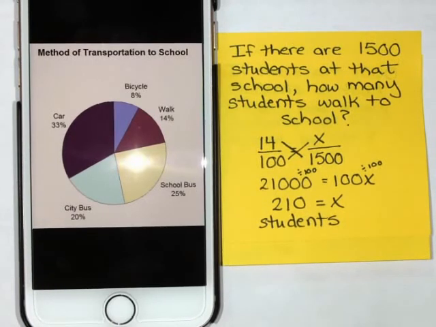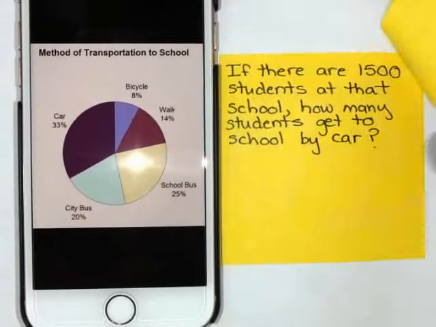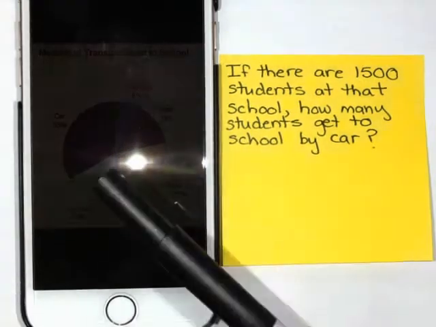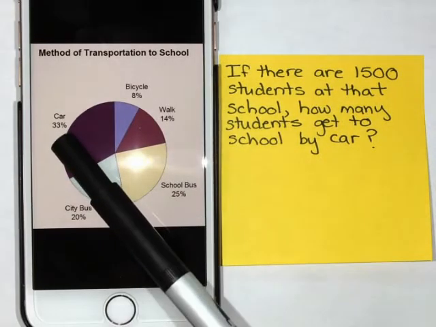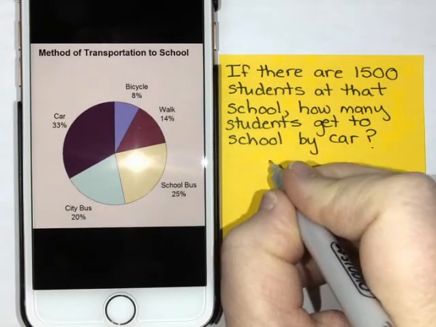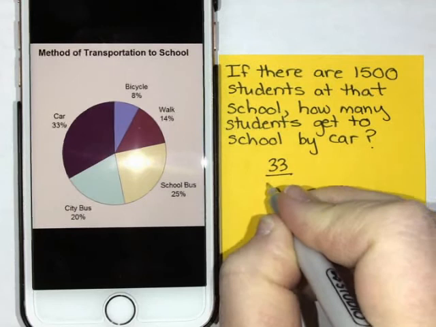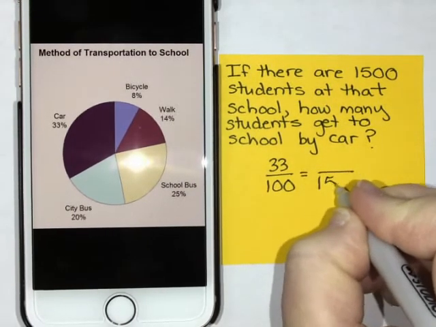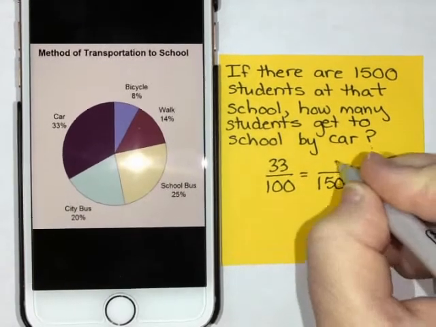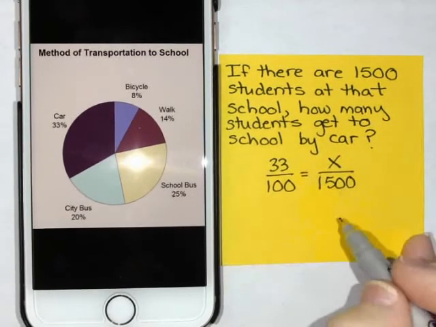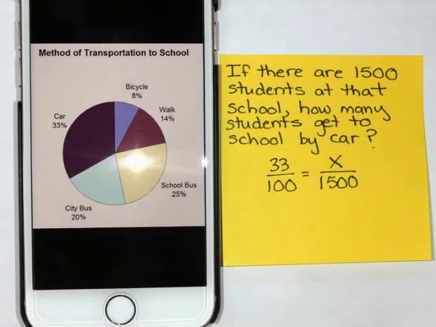Now our third question says, if there are 1,500 students at that school, how many students get to school by car? So if I look at my graph, it says 33% of students get to school by car. So 33% is 33 out of every 100 students. But I want to know, what if it's 1,500 students? How many would be taking a car? So I'm going to do the same thing I did last time. I'm going to cross multiply and then solve.